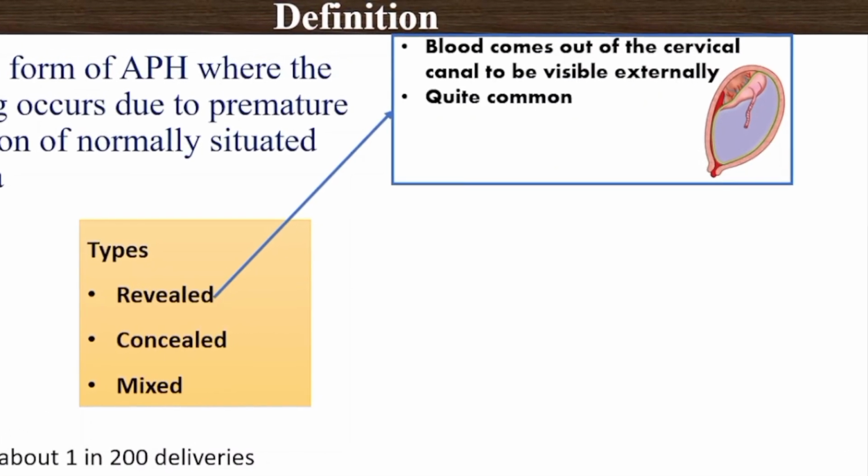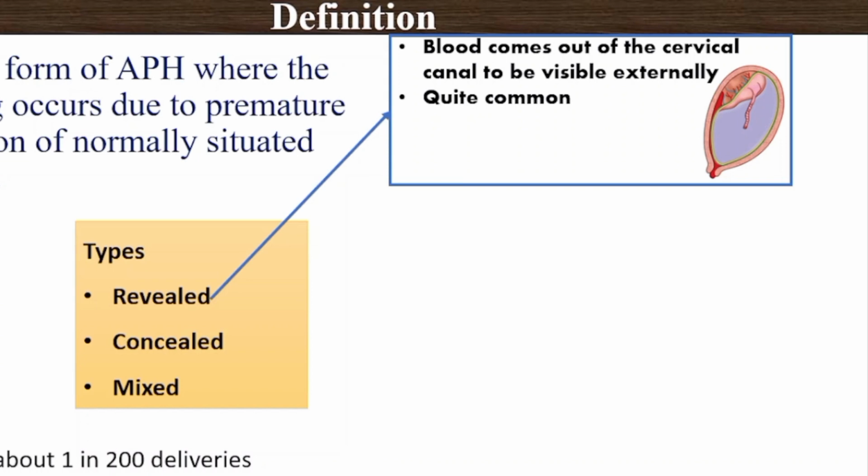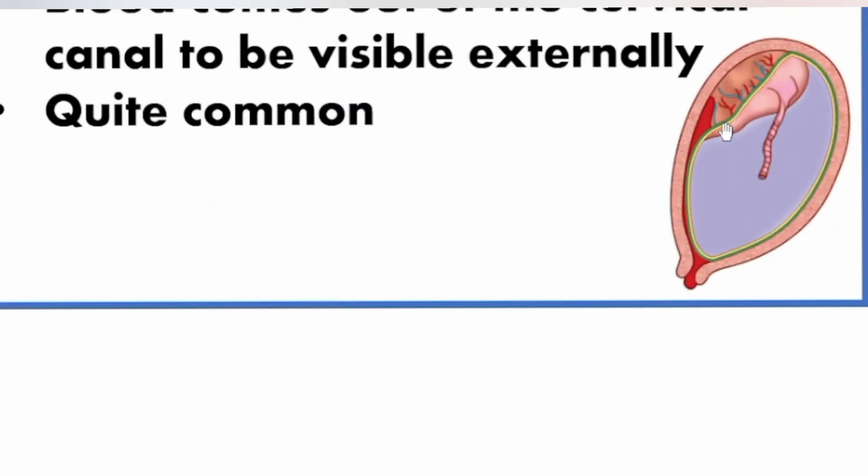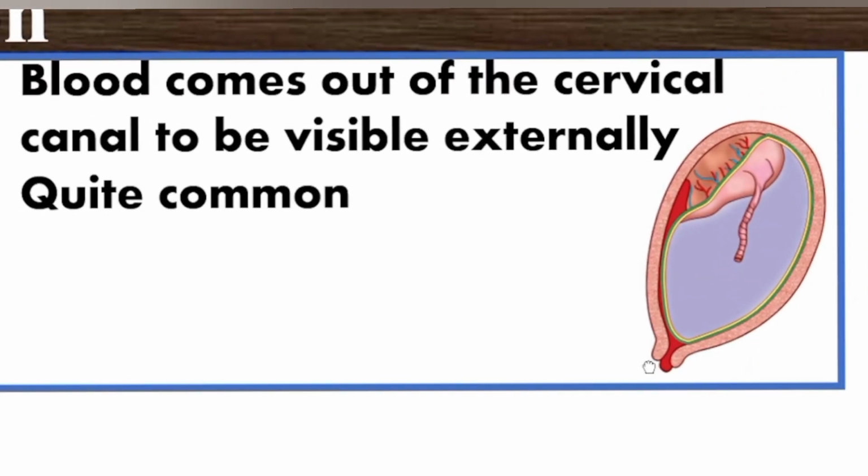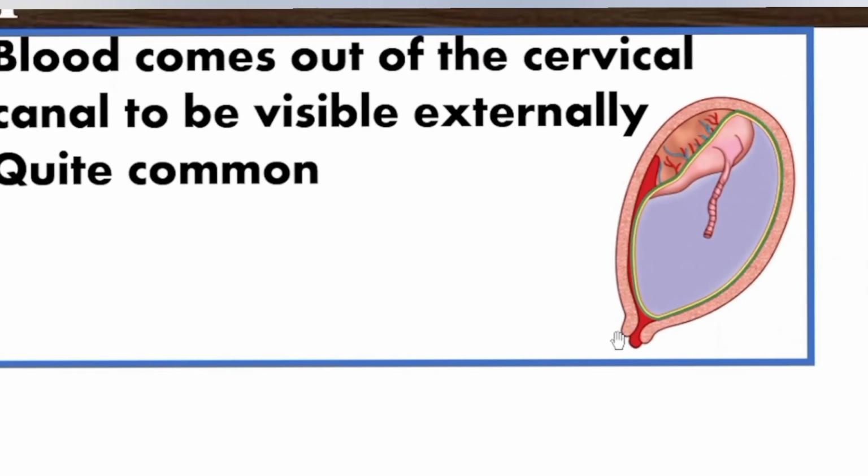Okay, in the revealed one, blood comes out of the cervical canal to be visible externally. So the bleeding is visible, which comes from the area of separation of placenta from the uterine wall. As you see from this picture, the bleeding is here. So the bleeding is coming out of the vagina, out of the cervix, which is visible. So this one is quite common. So this one is one type.